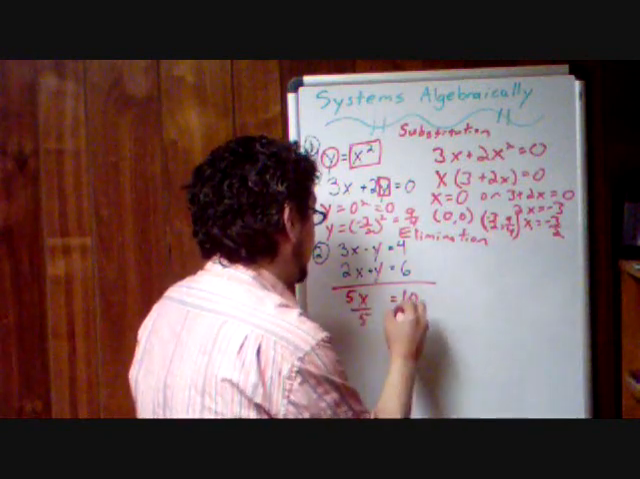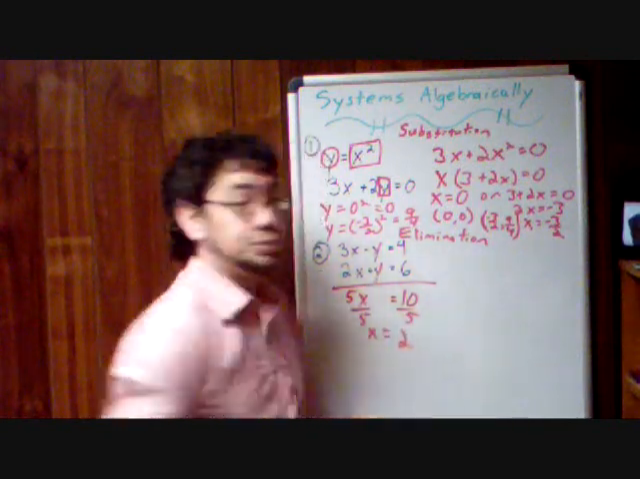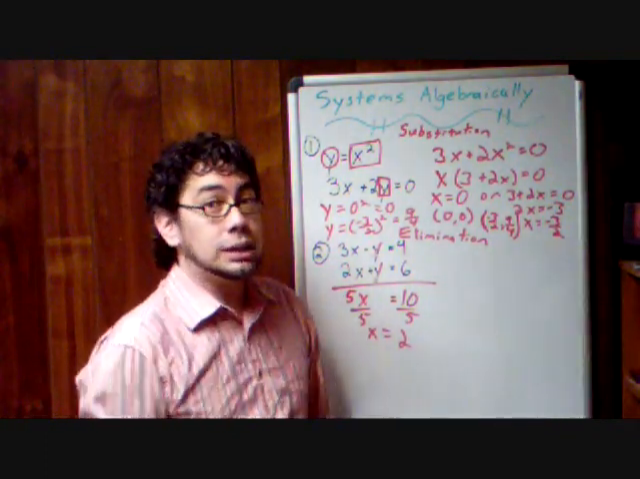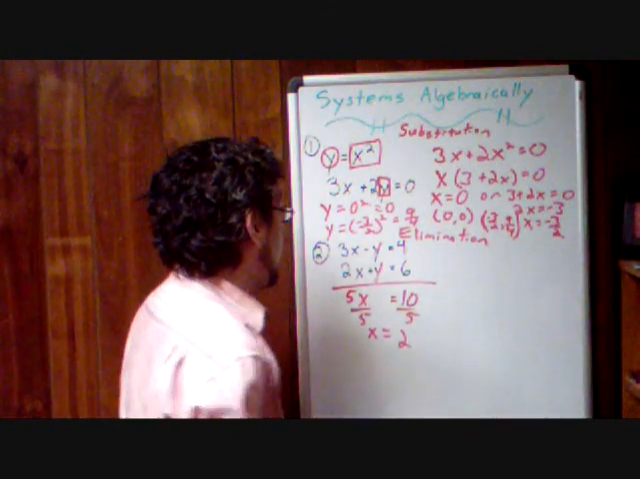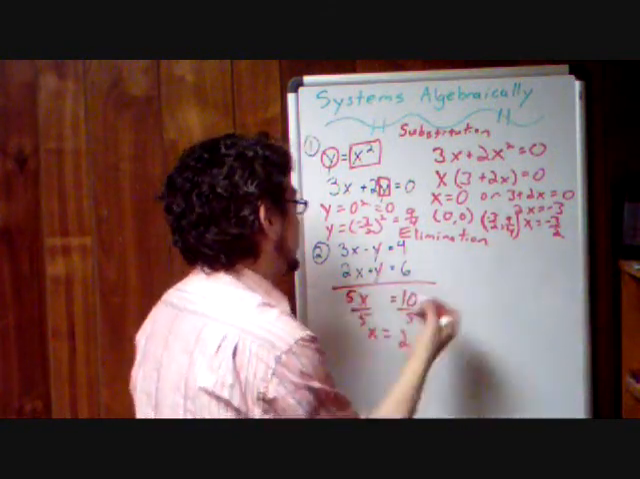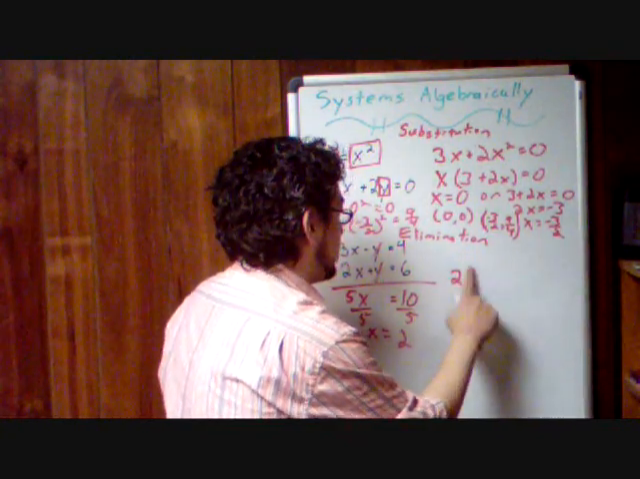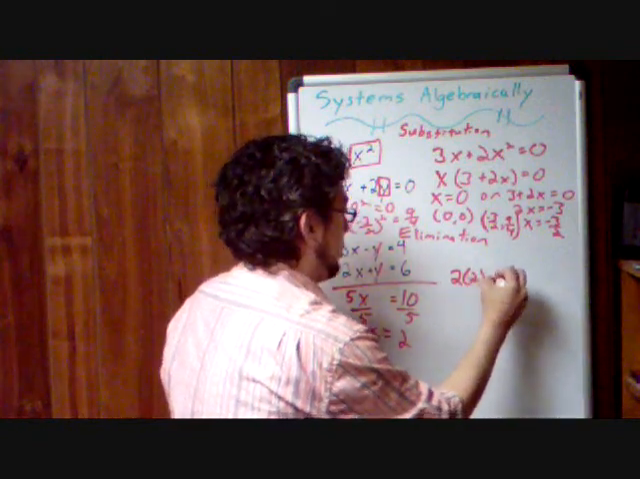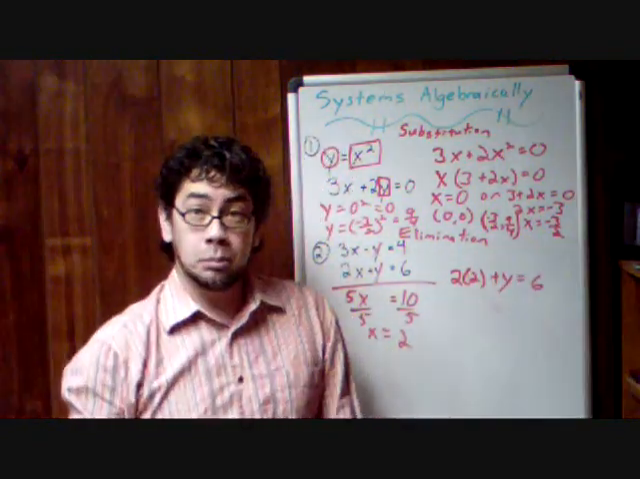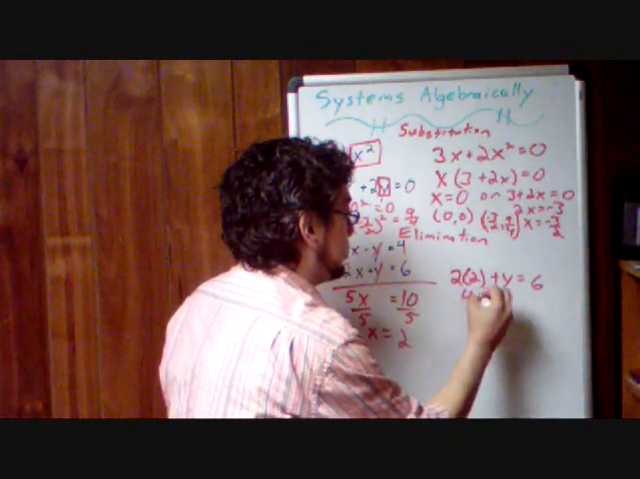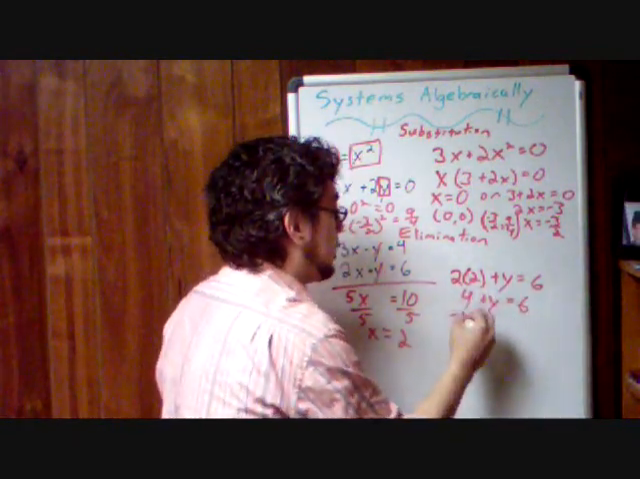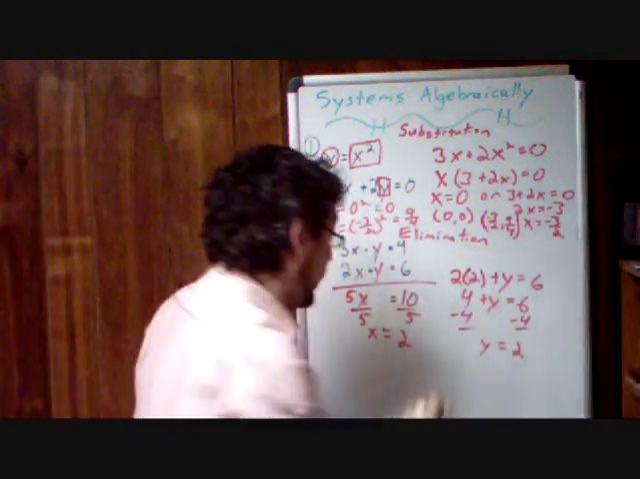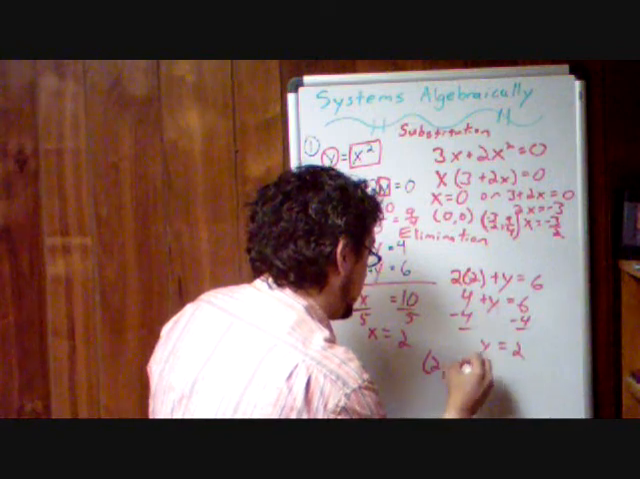So I'm going to divide both sides by 5, and x equals 2. Now I've got an x value, I can just go back in, plug it in, either one, doesn't matter, and find out what my y value is. So let's go ahead and use the second one. So 2 times 2 plus y equals 6. So 2 times 2 is 4. Subtract 4 from both sides, and y equals 2. So my solution is 2, 2.